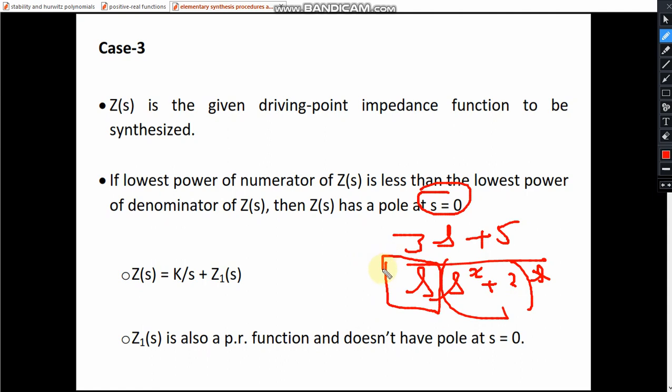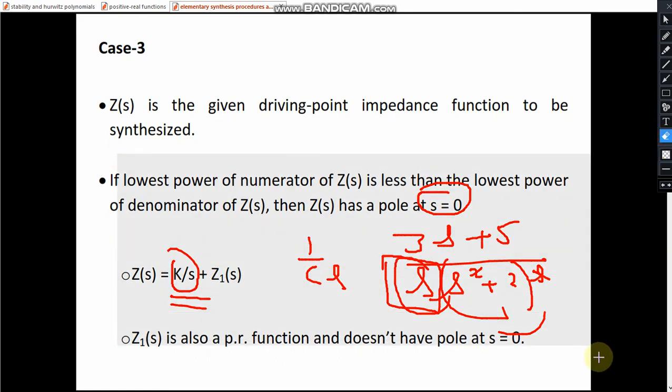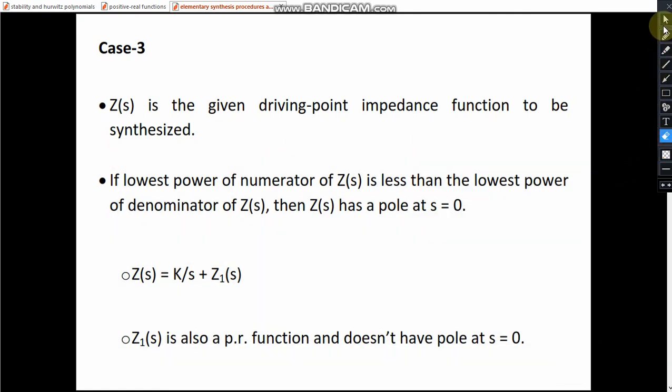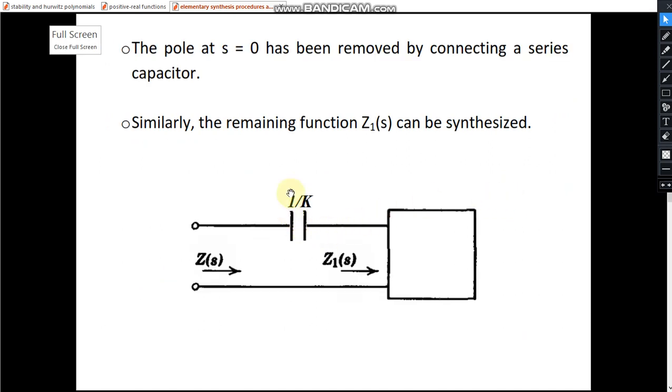So there is a pole at the origin. Now if we perform partial fraction expansion, this will come out to be something like K upon s plus the remaining thing. This pole can be removed, and K by s is nothing but a capacitance, 1 by Cs. So C is 1 upon K. What we can do is connect this like this.